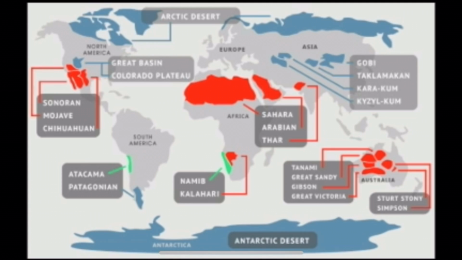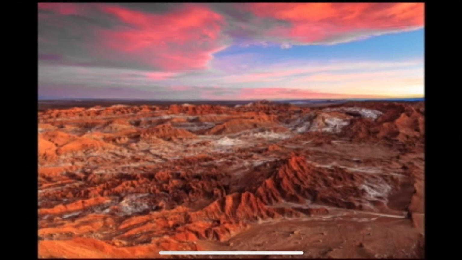Some examples of cold deserts are the Gobi Desert in China and the Arctic Desert in parts of Russia, North America, and Norway, as you can see in the map. Some examples of hot deserts are the Sahara in Africa and the Atacama in South America, which I'm going to talk about a little bit more. The Atacama Desert in Peru is the driest desert on Earth and is in a rain shadow.